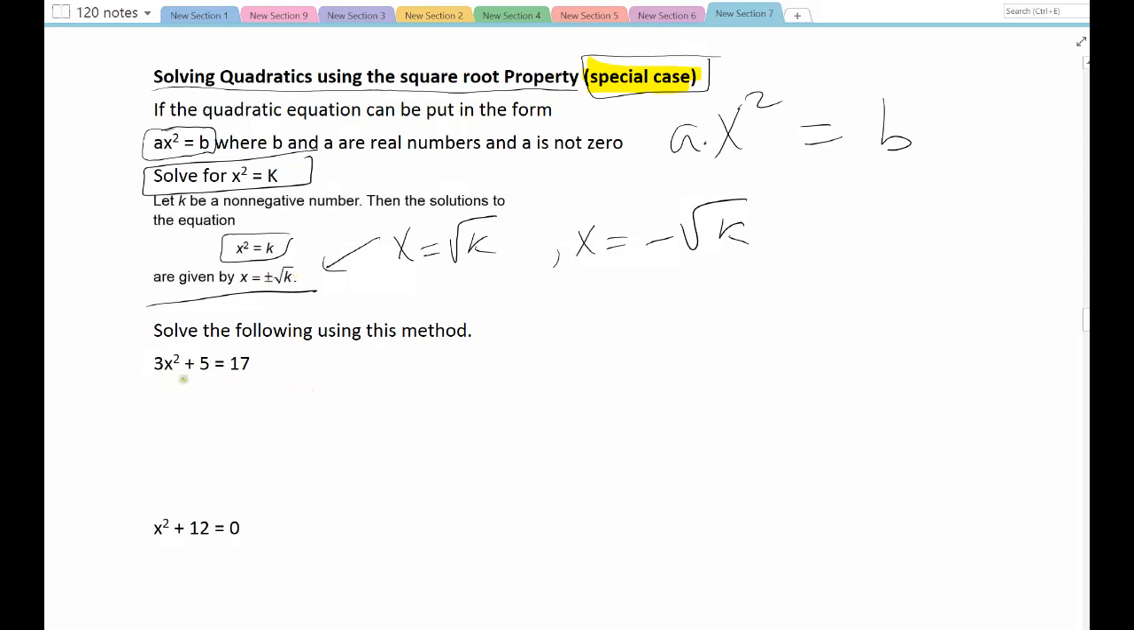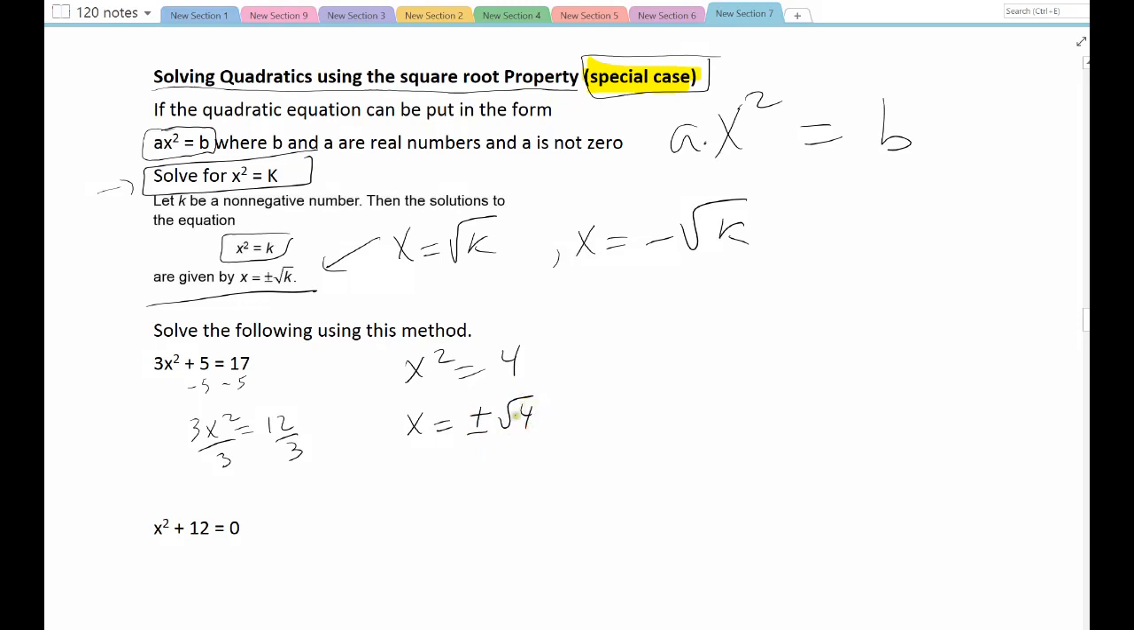Alright, so solve the following, using that method. So the first case, I have to isolate, so the first thing you do is solve for your x squared. So I'm going to move the 5 over, so I get 3x squared equals 12, divide by my 3. So x squared equals 4, and now I use my square root property. When I take the square root, it really would have been the absolute value of x equals the square root of 4, so we use that plus or minus square root of 4.